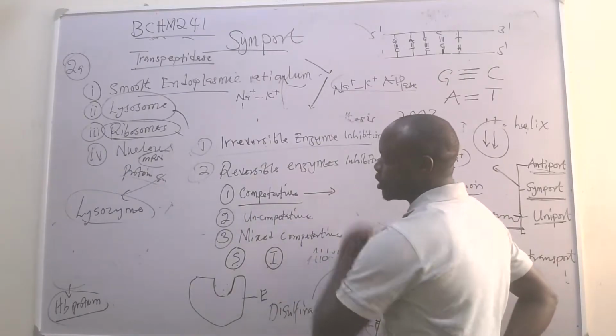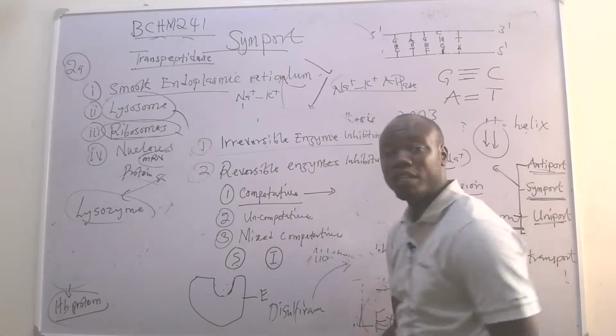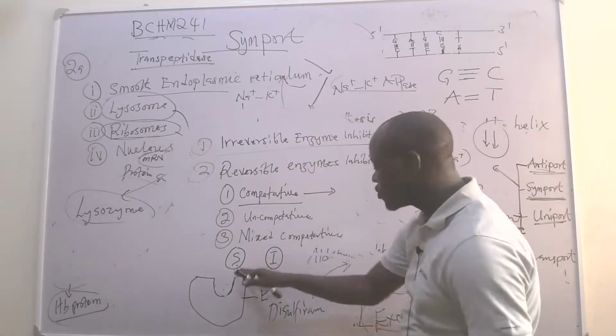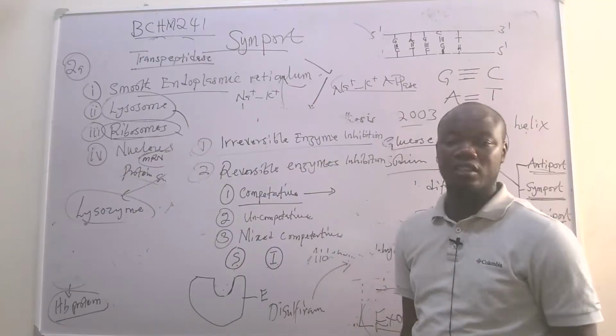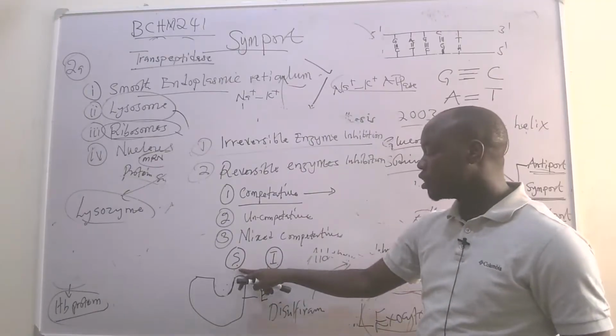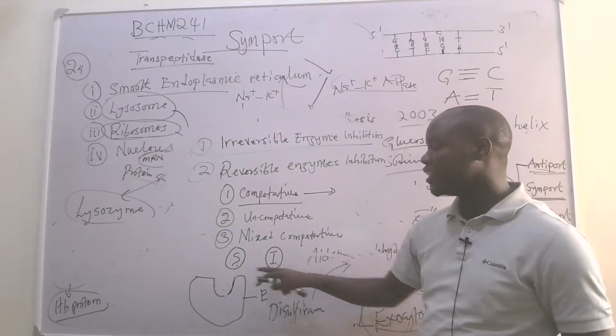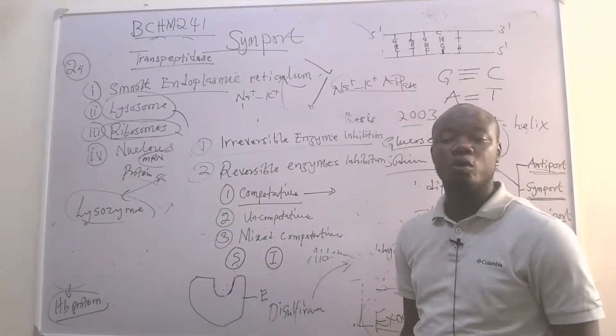In a situation where the inhibitor binds to the active site of the enzyme, that is what we call competitive inhibitors. It is called competitive because the substrate and the inhibitor are competing for the same active site. So when you have both the substrate and the inhibitor trying to bind to the active site, which one will bind?